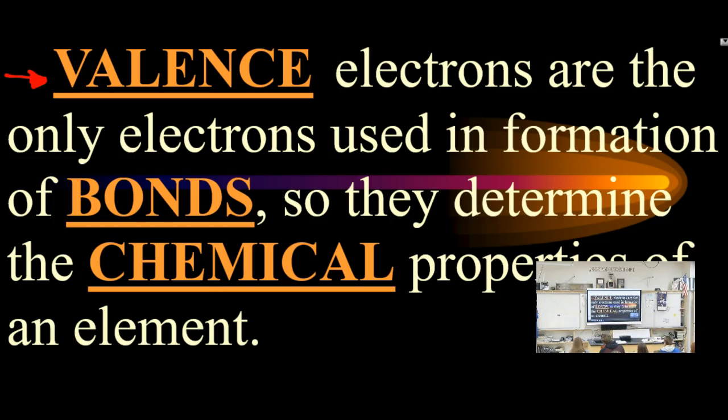Valence electrons are the only electrons used in formation of bonds, so they determine the chemical properties of an element. What class are we in? Chemistry. So our main concern is the chemical properties of elements. So our main concern from now on must have something to do with the valence electrons, because they will determine the chemical properties of an element, and they will determine how things bond, what they form, and why things are the way they are. So your whole life since like 2nd grade, you knew water was H2O, but you didn't know till today, most likely, that it's H2O because of the valence electrons in hydrogen and oxygen.